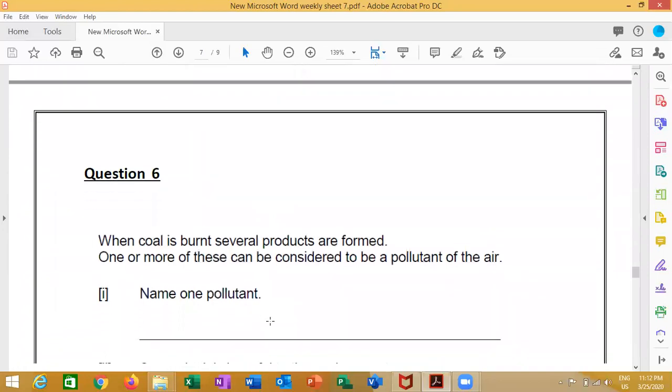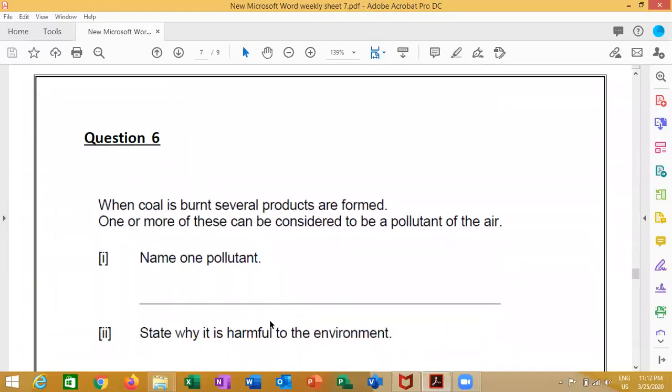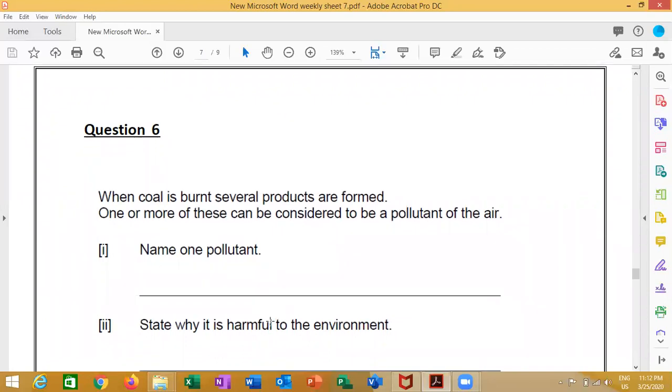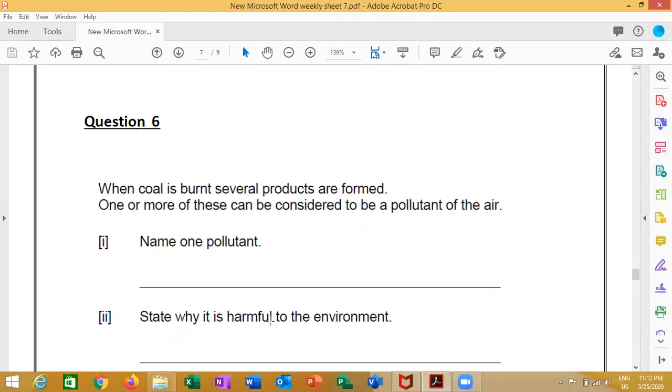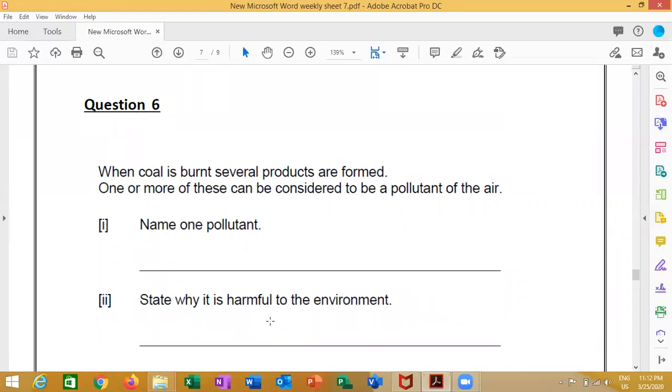Question number 6 here. This question about pollution. He wants you to mention one pollutant. It can be number 1, carbon dioxide. It can be sulfur dioxide or it can be nitrogen oxide. Why is it harmful to the environment? If you're going to talk about the carbon dioxide, why is it harmful? Because it will increase the temperature of Earth and it can cause global warming. If we're going to talk about the sulfur dioxide or nitrogen oxide, we should mention that when they dissolve in the rainwater, they will form acid rain that can affect badly the plants, buildings, and the living organisms in water.